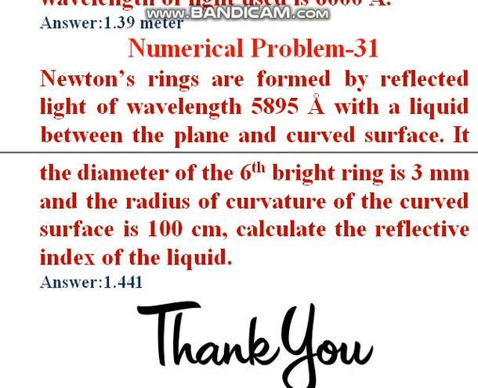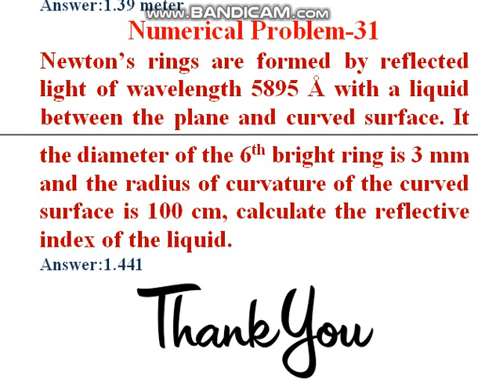Now let's see numerical problem 31. The Newton ring is formed by reflected light of wavelength 5895 angstrom with the liquid. The diameter of the 6th bright ring is 3 millimeter and the radius of curvature is given. Calculate the refractive index of the medium. In this problem you may write the diameter formula for the bright ring, which is D_n^2 equal to 2(2n - 1)λR upon μ. By putting in the different values you may obtain the answer.